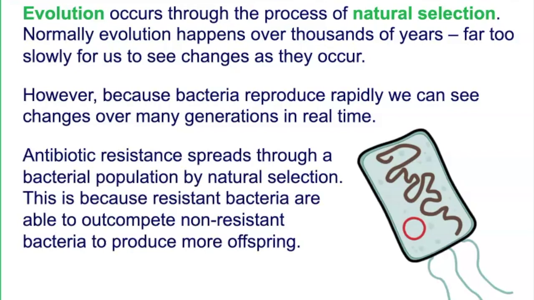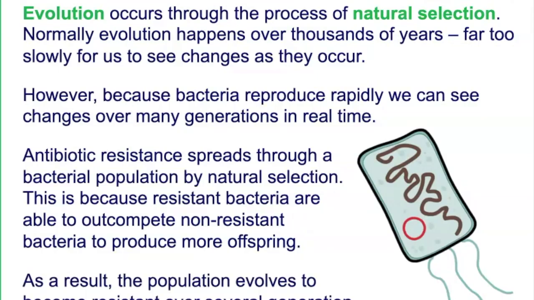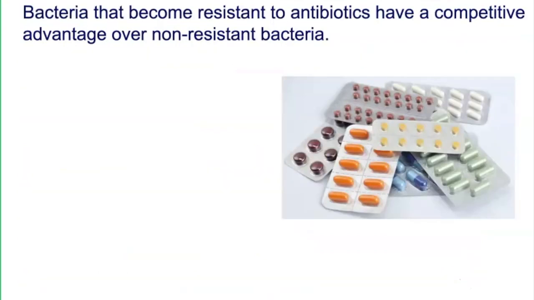Antibiotic resistance spreads through a bacterial population by natural selection. This is because resistant bacteria are able to outcompete non-resistant bacteria to produce more offspring. As a result, the population evolves to become resistant over several generations.